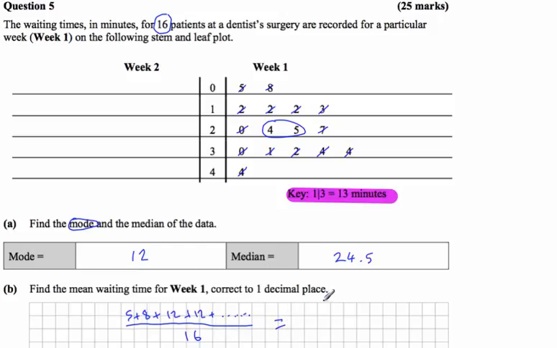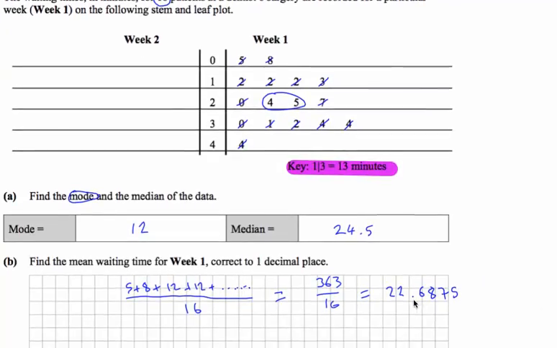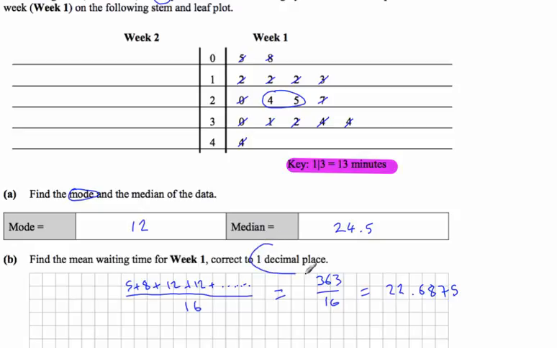Okay, so when you add up all those numbers on your calculator, you get a total of 363. That's all over 16. And that gives us 22.6875. And they want the answer correct to 1 decimal place. So we look at the second digit after the decimal, the 8, and that's going to knock this 6 up to a 7. So it will be 22.7 for the mean.